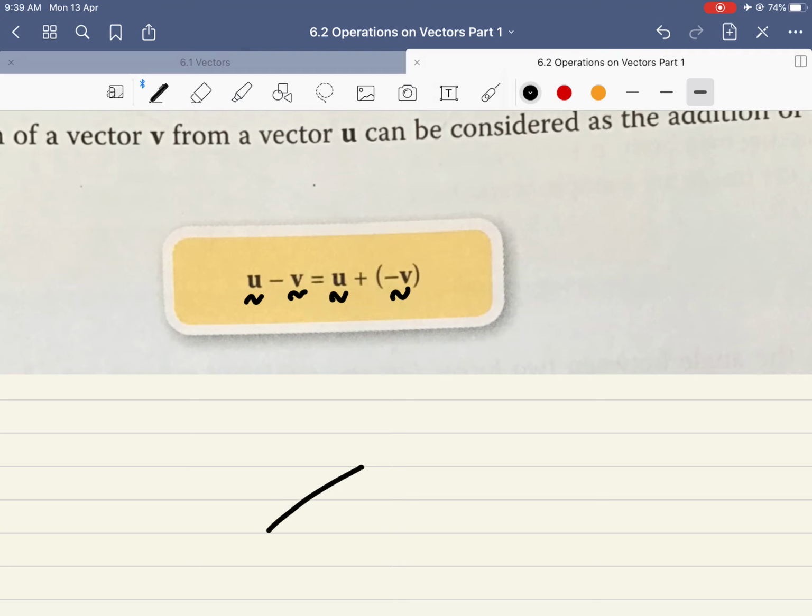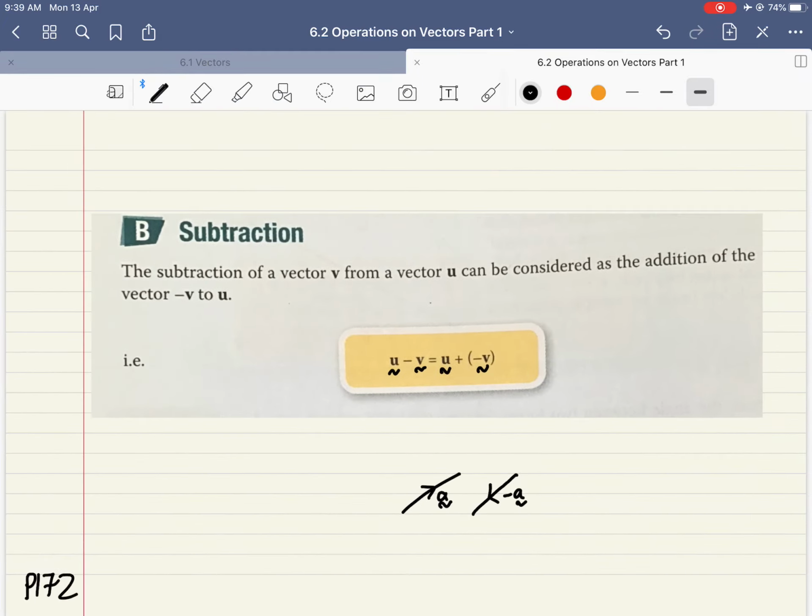If I have a vector, let's say I have a vector like this. If this is vector a, how does negative a look like? Negative a will be parallel. It will have the same magnitude, but notice that negative a will go in the other direction. So basically, to get a negative vector, we just reverse it, then we add the two vectors together.